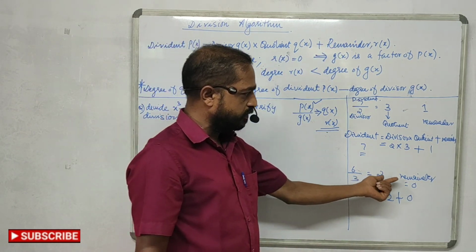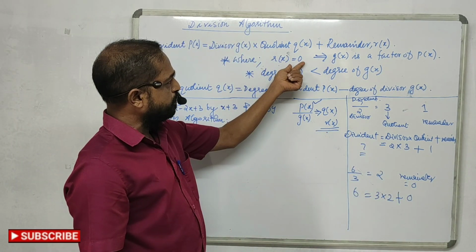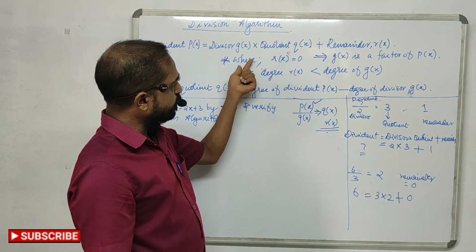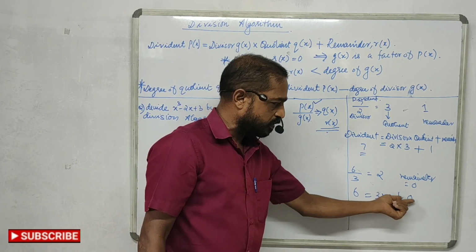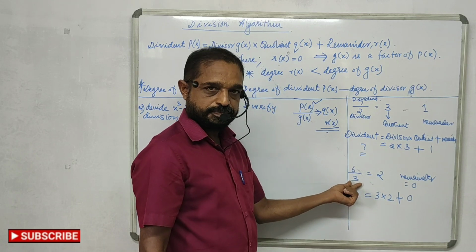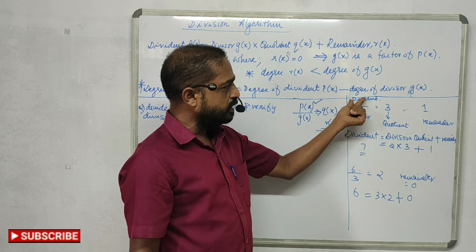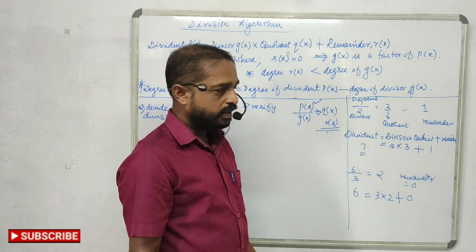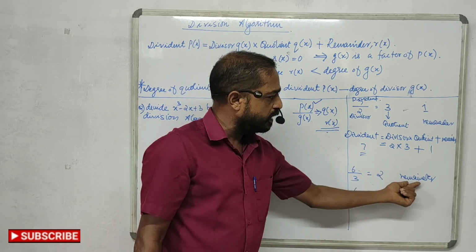And here the remainder can be 0. If the remainder is 0, then what does it mean? Why did we get the remainder as 0? Because 3 is a factor of 6. That is, here the divisor is a factor of the dividend. If the divisor is a factor of the dividend, then the remainder will be 0.